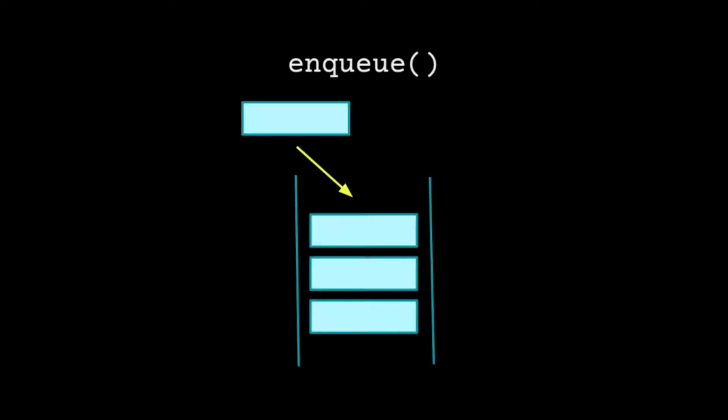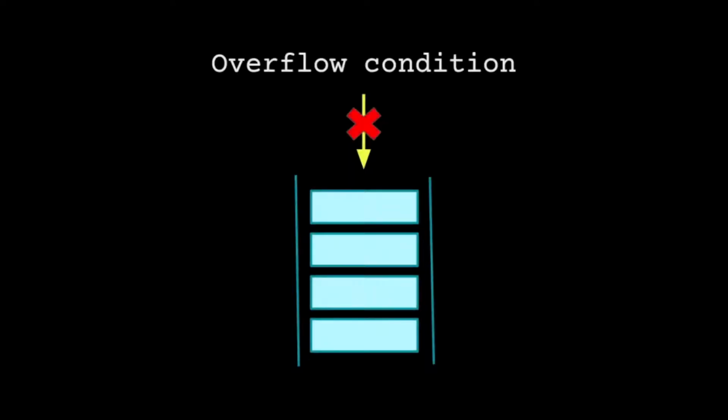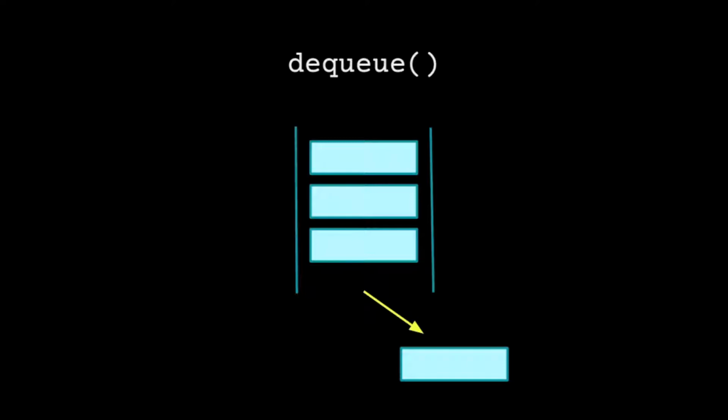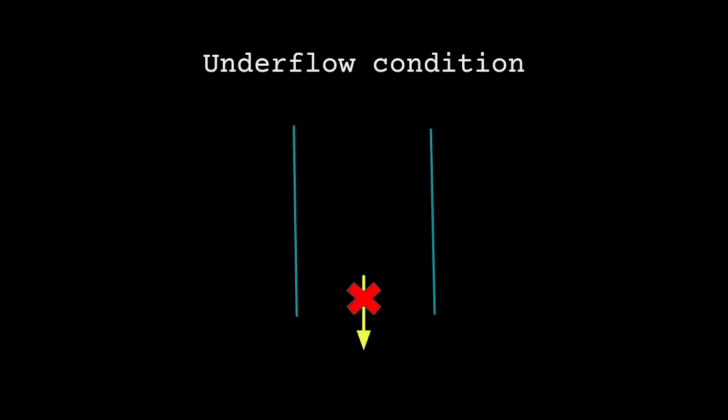The enqueue operation looks like this, where you add elements to the queue from one end, or the rear end. And we also have an overflow condition, wherein the queue is full and you cannot add any more elements to the queue. So adding elements beyond the capacity of the queue is called an overflow condition, and that's basically an error. A dequeue operation would be like this, where you remove an element from the other end of the queue. And of course, we have an underflow condition, which is like an error, where there's no element left in the queue to dequeue.